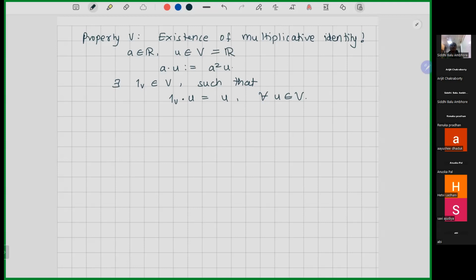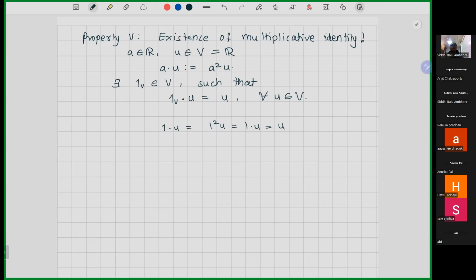Exactly. So as Hitvi said, one would always satisfy, right? Because this 1 into u is what? 1 square u, and which is again 1 into u and u in real numbers, right? This u is a real number. So that's why the existence, I mean, we just need to have existence of this multiplicative identity at this moment. We are not asking for its uniqueness.